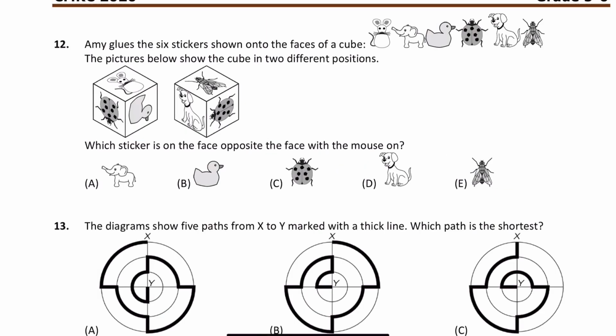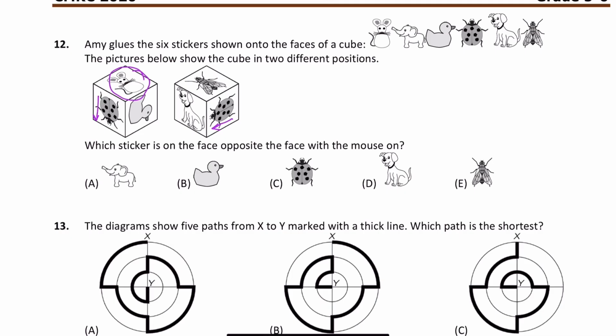Question 12 is about Amy gluing the 6 stickers shown onto the face of a cube. The picture below shows the cube in 2 different positions. Which sticker is on the face opposite to the face of the mouse? So, this is our mouse. We need to figure out who is opposite to that. Now, if you see, this is the arrow for ladybug here, and ladybug is the only one that's common in both of the cube positions, but it changed over here.